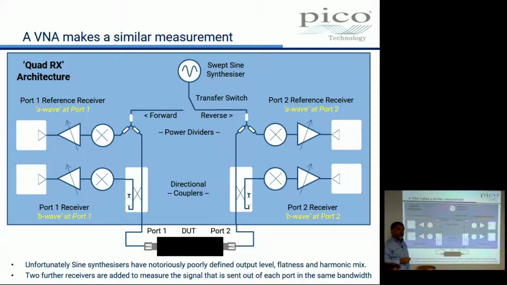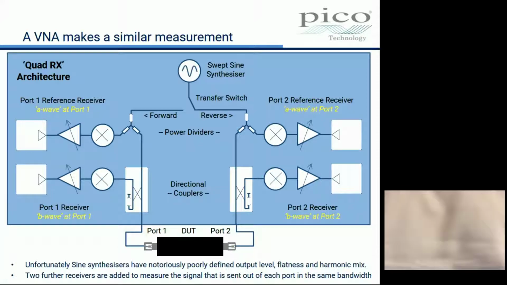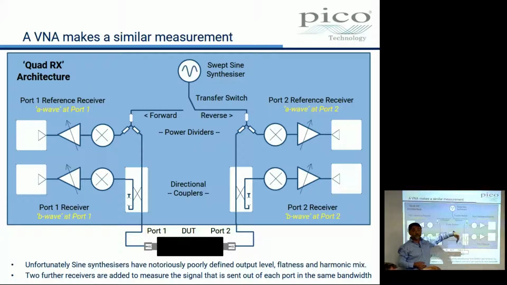A quad RX receiver. What some people do is they don't put 4 receivers in, they put, say, 2 receivers in and they use a switch. Or they put the switch over here, or you even see 3 receiver designs. The trouble is, when you do that, there's always the error of the switch, and you can never cal it out. So it's really rather nice to have 4 absolutely identical receivers, not that too far off from a 4-channel scope.